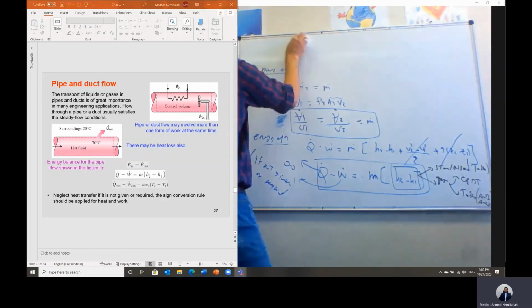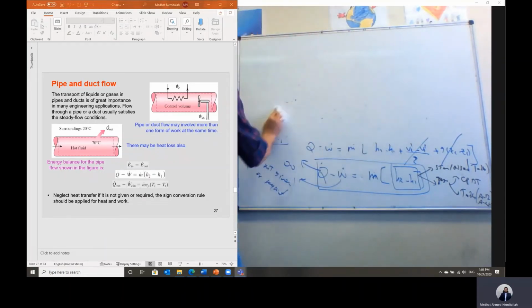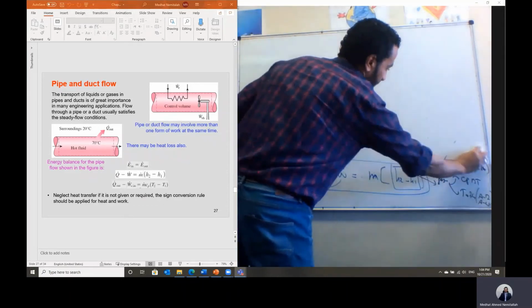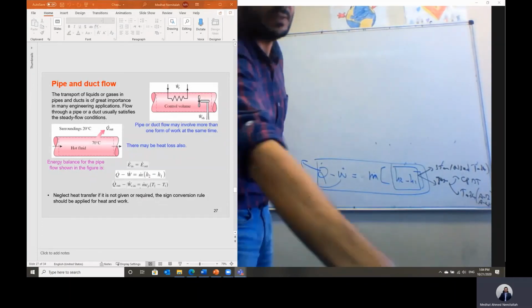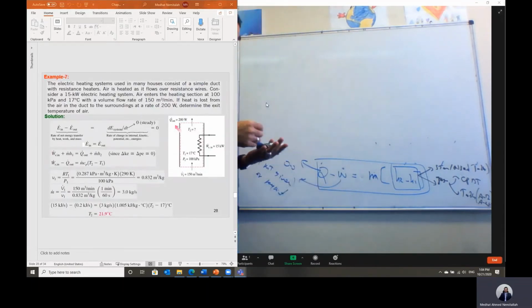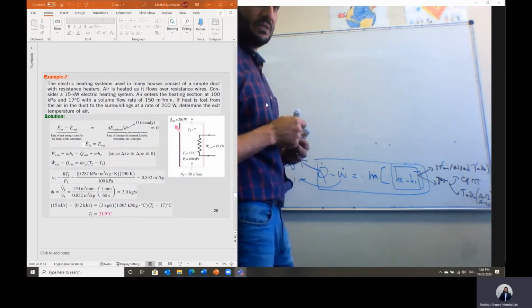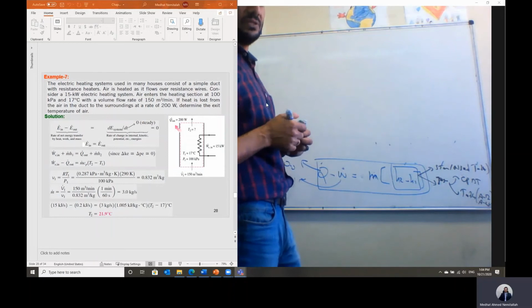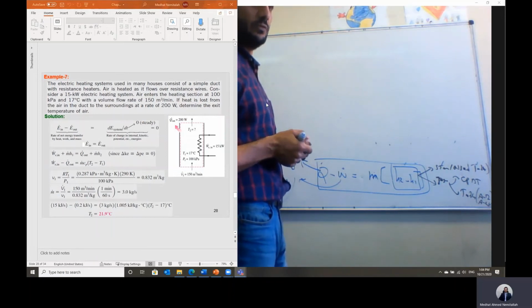Okay. But let's see an example and see how we can solve general flow in a pipe or duct in this case. Here in this example, you can look here. We have an electric heating system. So we have an electrical heater in a house, maybe in winter, to heat up the house with a single duct. So we have flow in pipe and duct with a resistance heater.